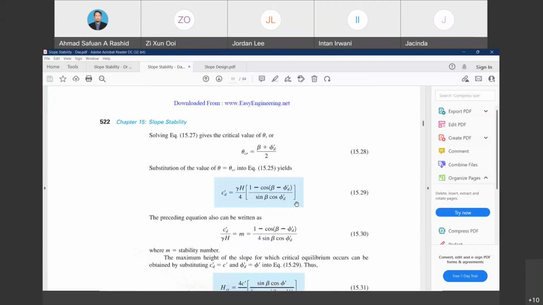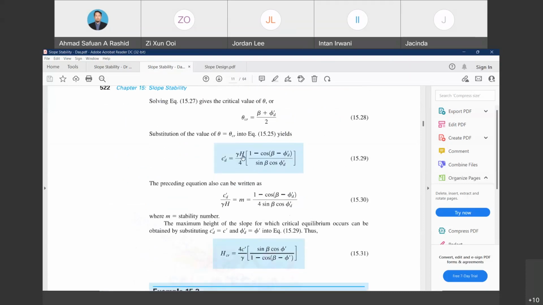Then the same procedure to get the CD, or if you want to get the critical height, we may use equation 15.31.